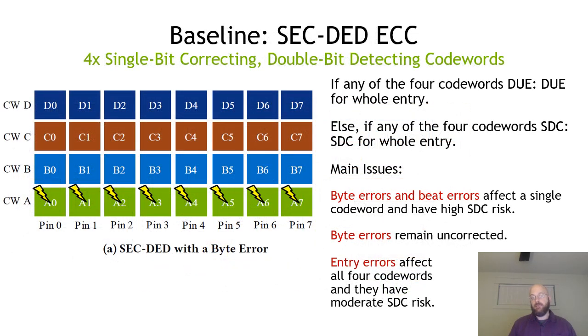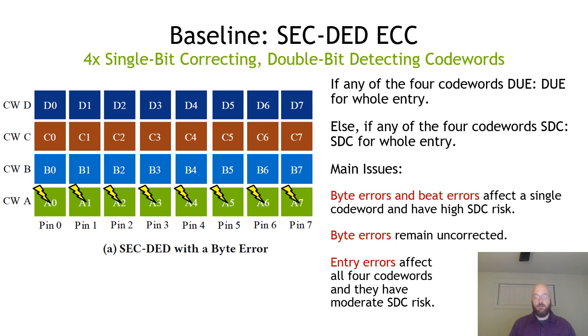The baseline ECC that we compare against is SEC-DED protection on each memory entry using 4 code words. SEC-DED stands for a single bit correcting and double bit detecting code. The use of such ECC is common, and GPUs purportedly use SEC-DED protection for DRAM.